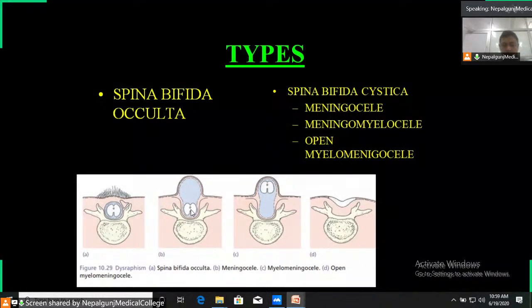So this is a case of a spina bifida cystica. And among the spina bifida cystica as well, it is a meningocele and a myelomeningocele.